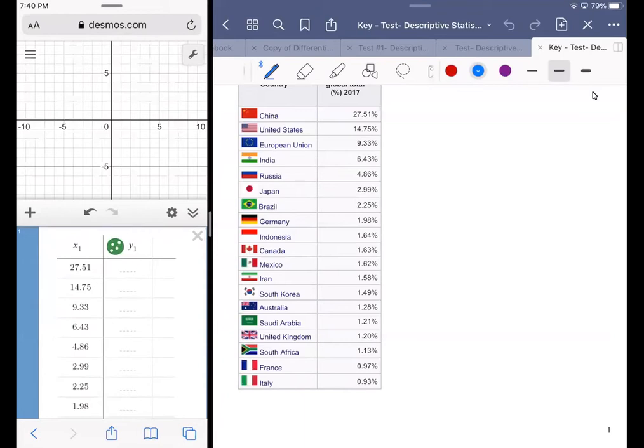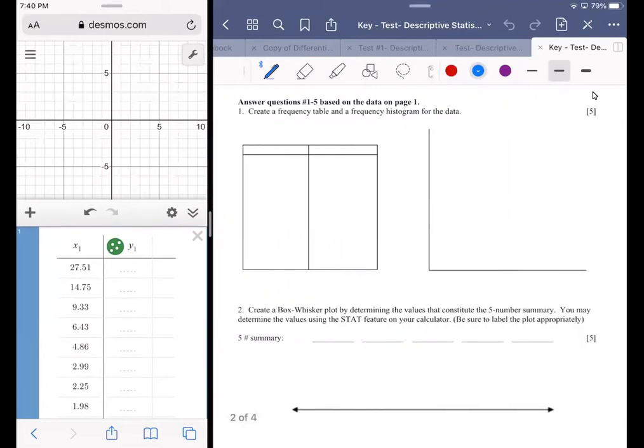Number one: create a frequency table and a frequency histogram for the data. There are a bunch of different ways you can do this. We've done it by hand, and we have videos for that, so you can check those out. But when it comes time to take a test, we have all the theory, and now it's: show me the shortest, quickest way to get this done. So that's what I'm going to do.